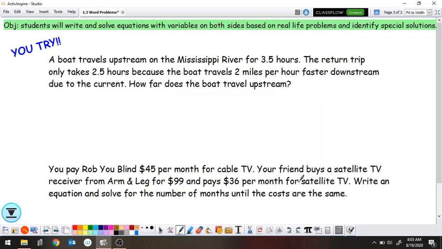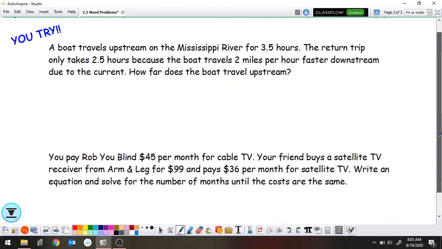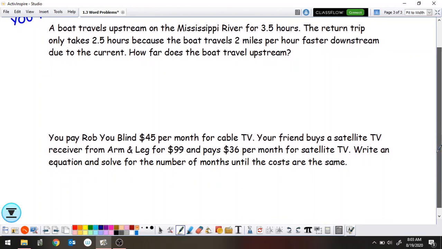I would like you to take the time to solve these two problems. And once you have solved these two problems, I will show you how to solve them and what the answers should be.